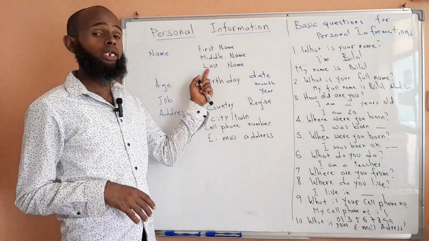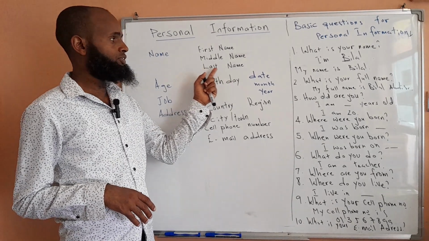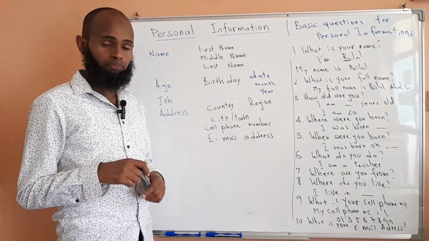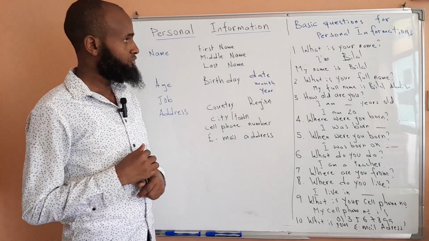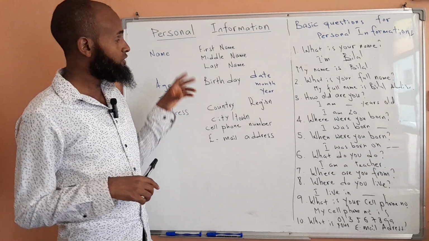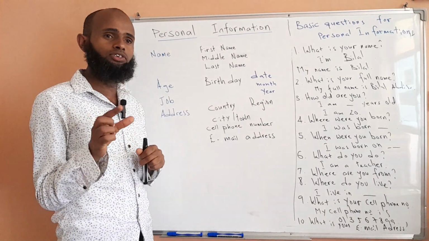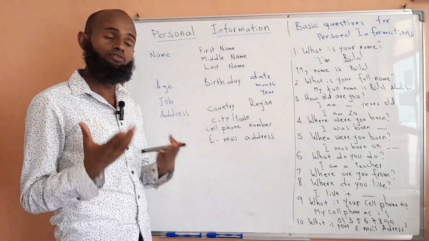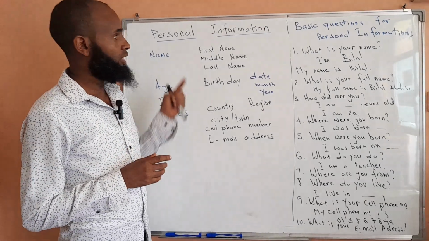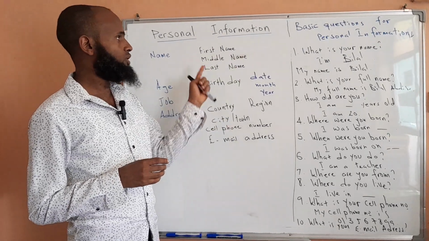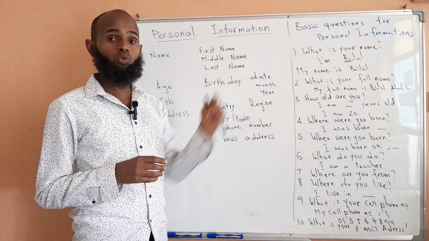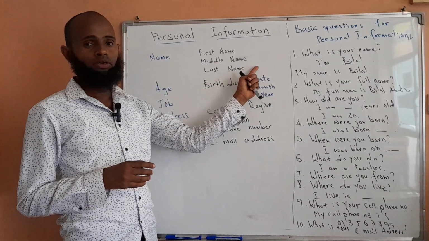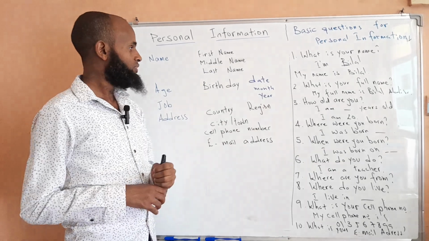The next one is your last name. It's your grandfather's name. So when you're asked these questions, you have to answer in the right places, okay? Even when you fill different forms, you have to take care. You have to write your name in the first one, the middle name or father's name in the second part, and your grandfather's name in the third part.